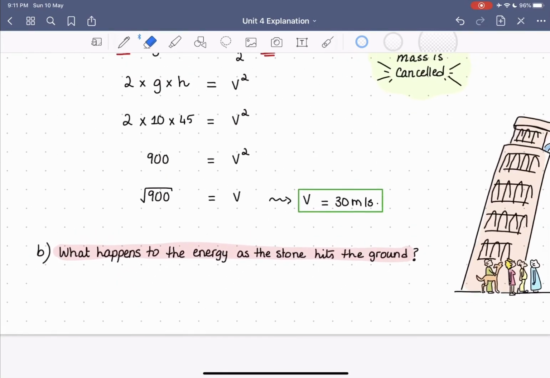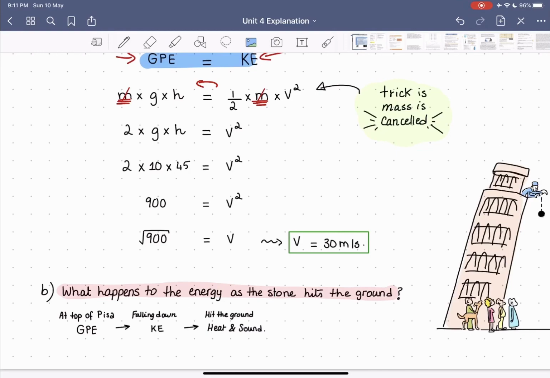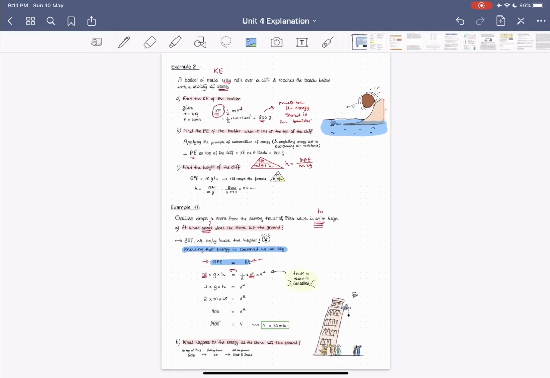Last question. What happens to the energy as the stone hits the ground? Once again, it will be converted to thermal energy, so heat and sound. And that's the type of question that is considered slightly higher than the normal one.